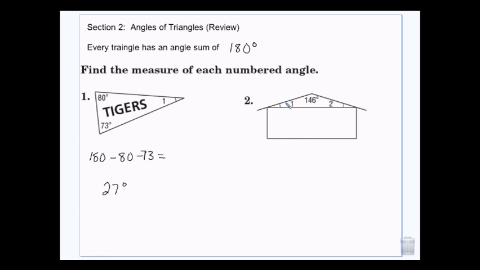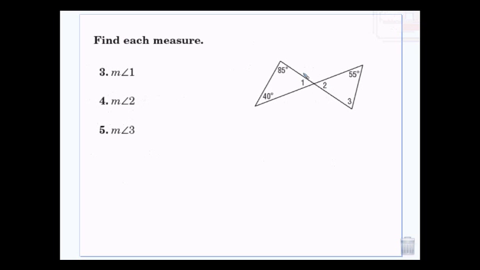Okay, here I have angles 1 and 2 are the same length. So 180 minus 146. So that's 34. But that's for both of them, so I divide it by 2. Okay, what do I know about angle 1 and 2? They're the same, right? So it's their vertical angles.